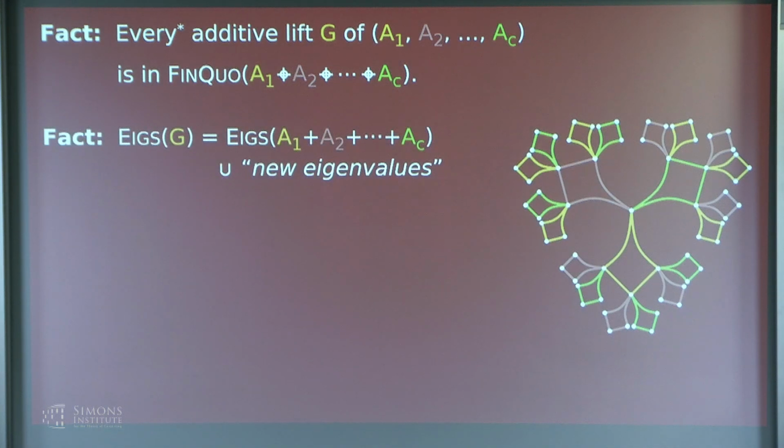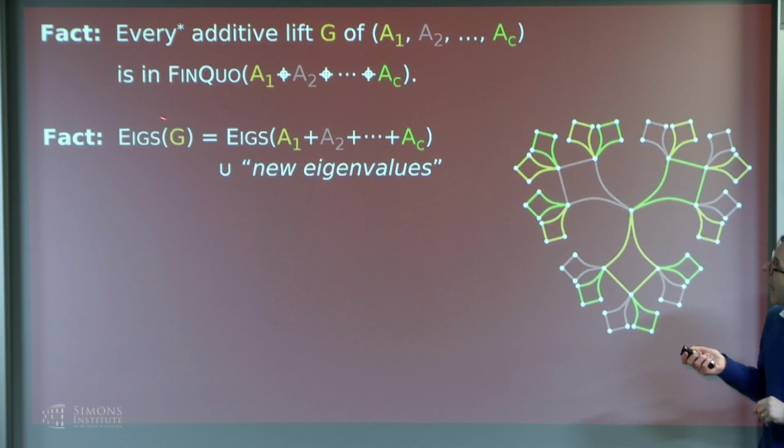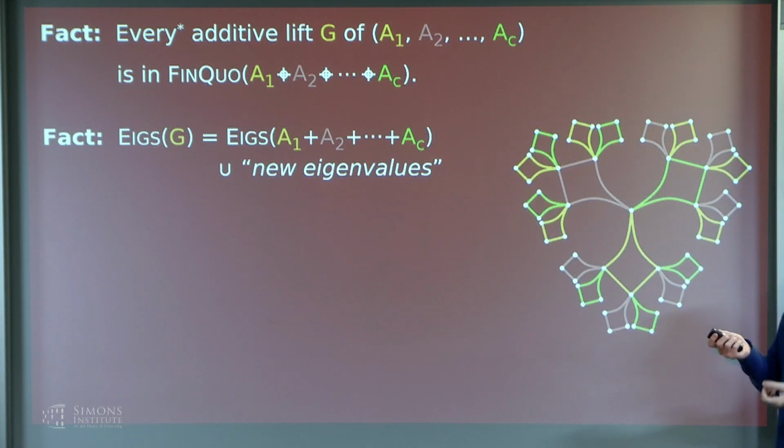Okay. Good. So now we get on to this Ramanujan question, which involves understanding the eigenvalues of these things. So in particular, we're interested in the eigenvalues of additive lifts. This is the finite operation, additive lifts of a bunch of atoms. And similar to the usual case, when you do the additive lifts of a bunch of atoms, you retain the original eigenvalues of the sum of the atoms, and then you get some new eigenvalues.